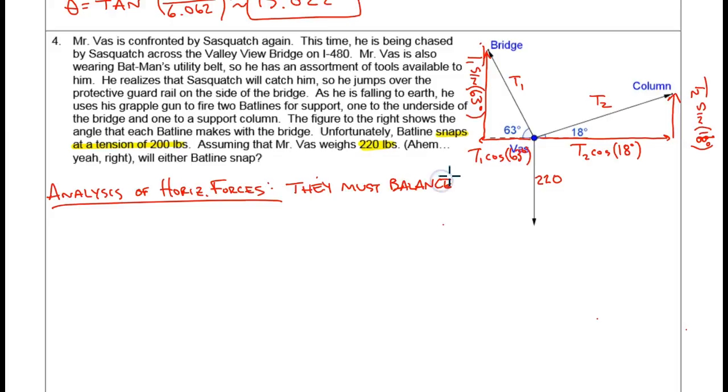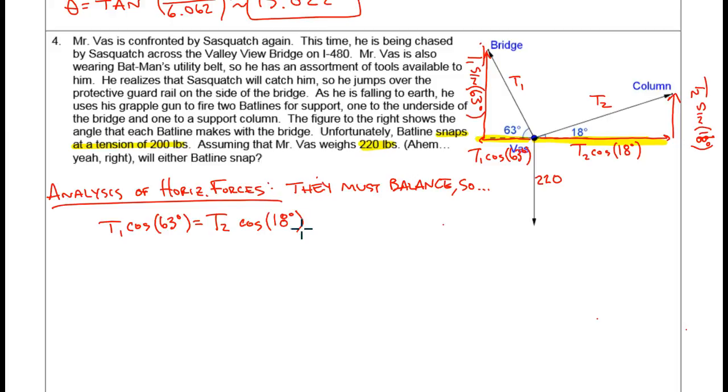And if the horizontal forces are balancing, that means the following is true. This force right here must equal this force. They're in opposite directions. They must equal each other. If they're not equal to each other, then there will be motion. So that means I have T1 times the cosine of 63 degrees has to equal T2 times the cosine of 18 degrees.